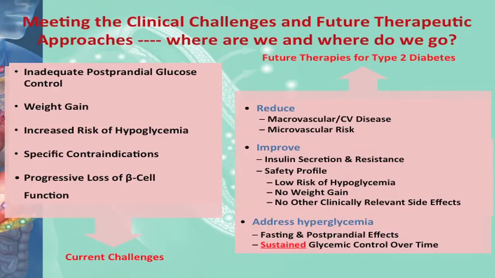And it gets us to some of the critical challenges. We've lived with therapies that have given us inadequate postprandial control. We've talked about the weight gain and the hypos, contraindications, and therapies that have not had any effect on the progressive loss of beta cell function. And this is the hope that we've been living with. We want to address both fasting and postprandial hyperglycemia in a sustained way over time. We want to do it safely, without the risk of all of this baggage, and we certainly ultimately want to reduce vascular risk.